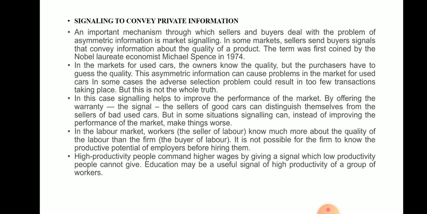in the market. I mean, signaling to convey private information is a very important component. An important mechanism through which sellers and buyers deal with the problem of asymmetric information is market signaling. In some markets, sellers send buyers signals that convey information about the quality of the product.